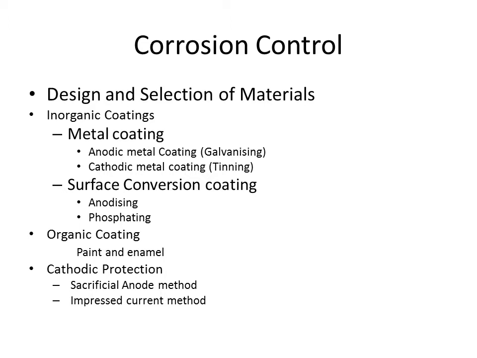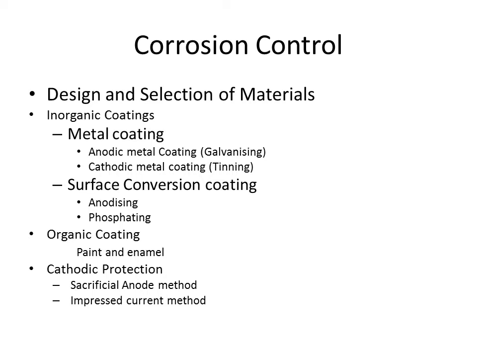As the name indicates, metal coating is nothing but, to prevent a metal from undergoing corrosion, another metal layer will be coated on its surface. When another metal layer is coated, the base metal which you want to protect will not be exposed to the environment and thus it will not undergo corrosion. In metal coating, we are having two different types again: anodic metal coating and cathodic metal coating.